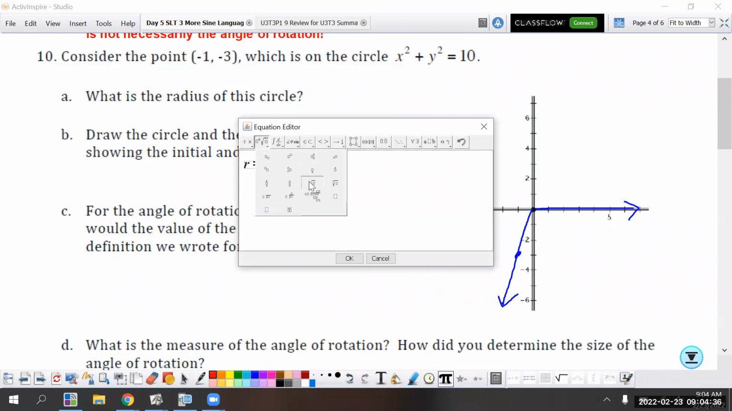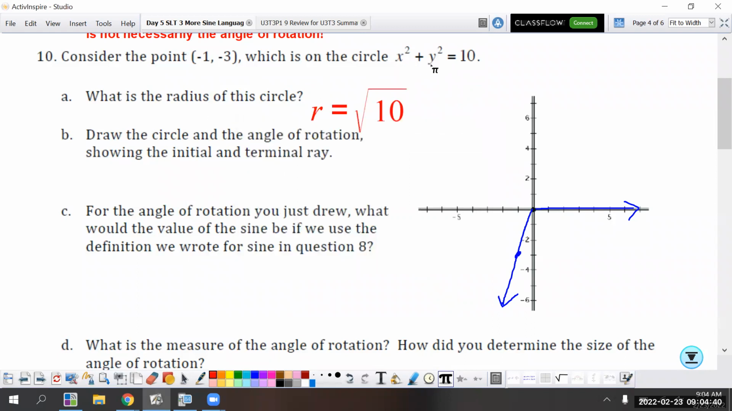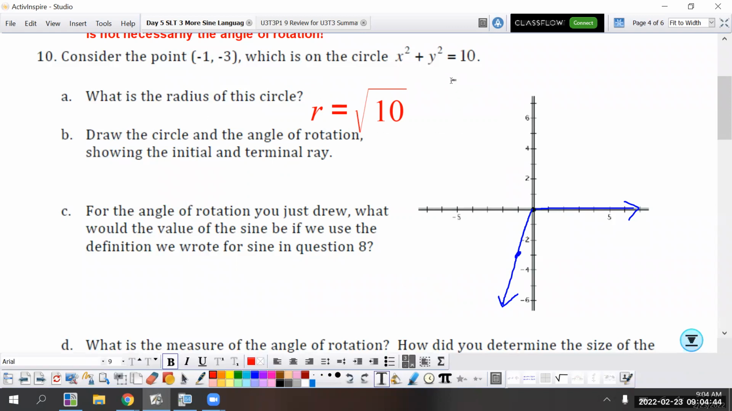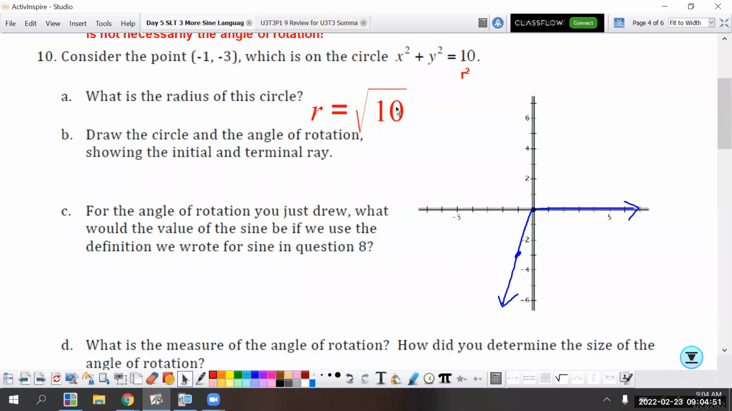All right, your radius should be the square root of 10 because x squared plus y squared equals r squared. So if r squared is 10, that means r is root 10. Not plus or minus, because now we're dealing with a segment of a circle, a radius of a circle, it's going to be positive. All right, our angle of rotation goes all the way around to the third quadrant.